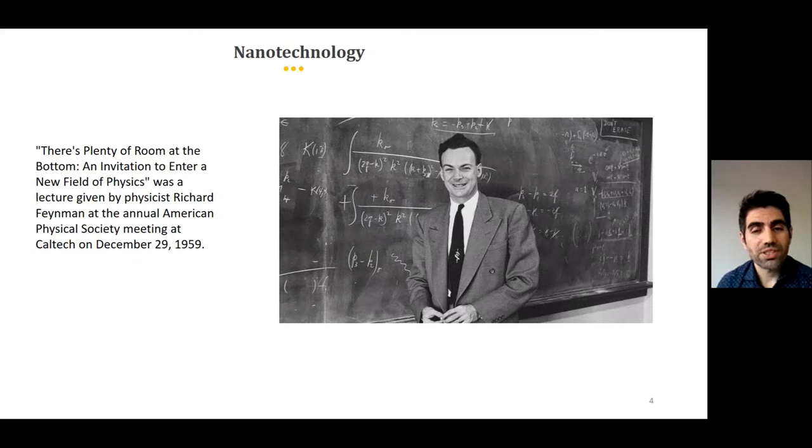For the first time in 1959, this man, Richard Feynman, gave his famous speech titled "There is Plenty of Room at the Bottom, an Invitation to Enter a New Field of Physics," to the American Physical Society. The idea of nanotechnology was introduced to the literature there, and that's why we call Richard Feynman the father of nanotechnology.